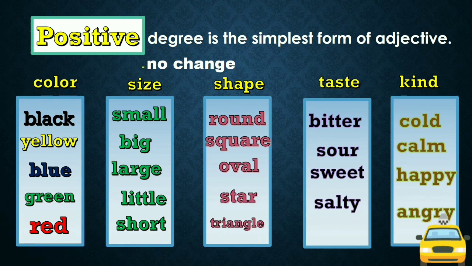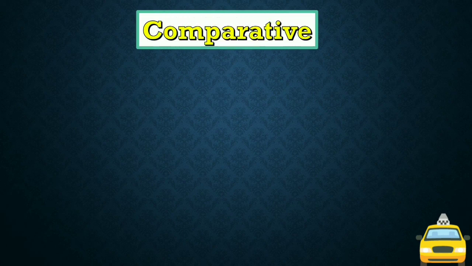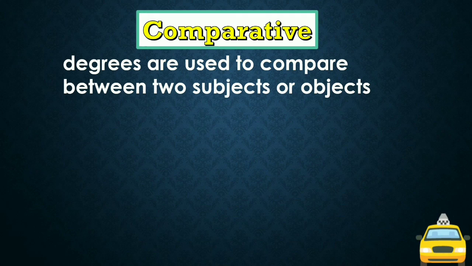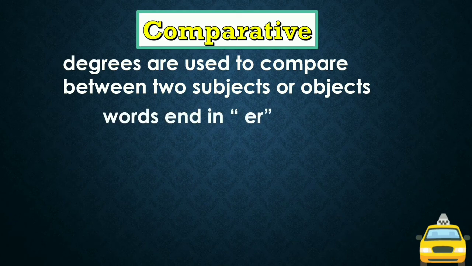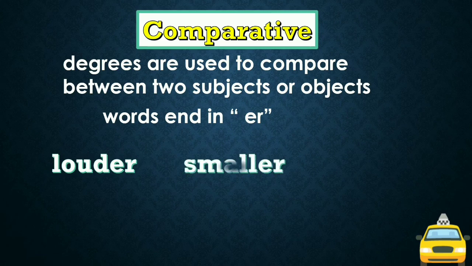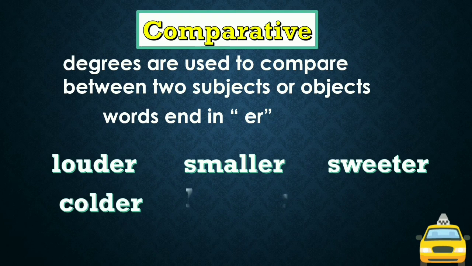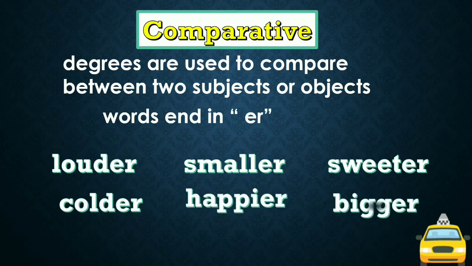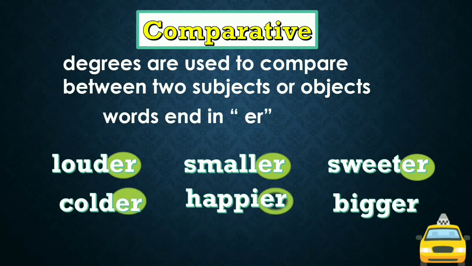Another degree of adjective is the comparative adjective. What is a comparative adjective? This degree is used to compare between 2 subjects or objects. The words end with er: louder, smaller, sweeter, colder, happier, and bigger. Observe the words ending with er. Smaller ends with er. Sweeter ends with er. Colder ends with er. Happier ends with er. And bigger ends with er.